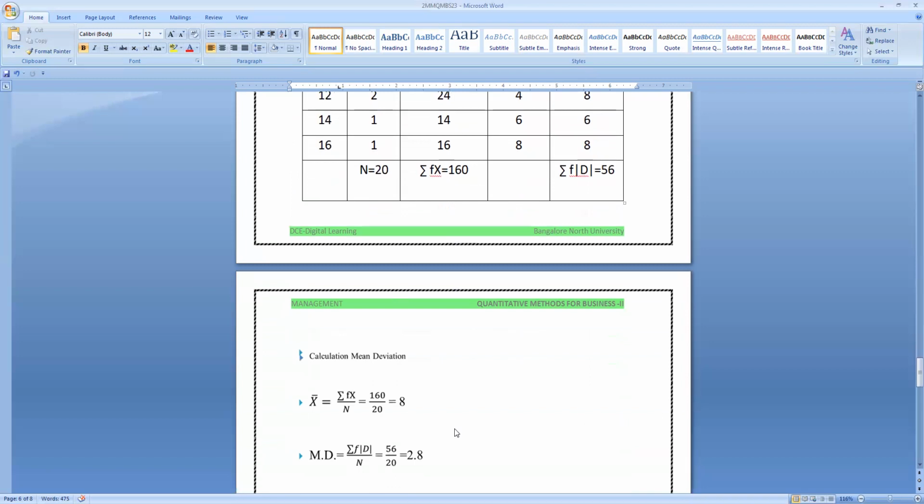Now we'll have to calculate the mean value to construct the deviation values. Mean is nothing but sigma fx by n. Therefore, it becomes 160 divided by frequency, N is nothing but frequency 20. The value of mean we are going to get is 8.